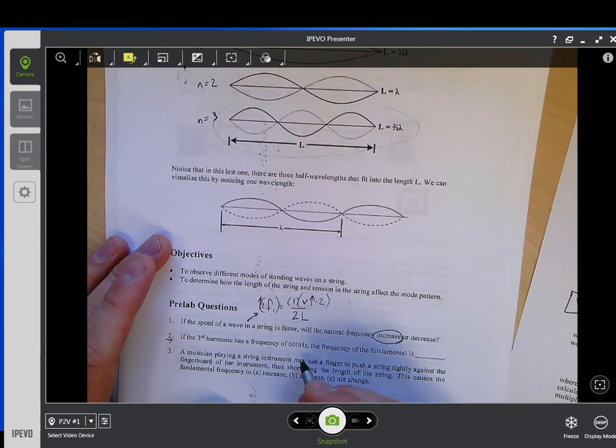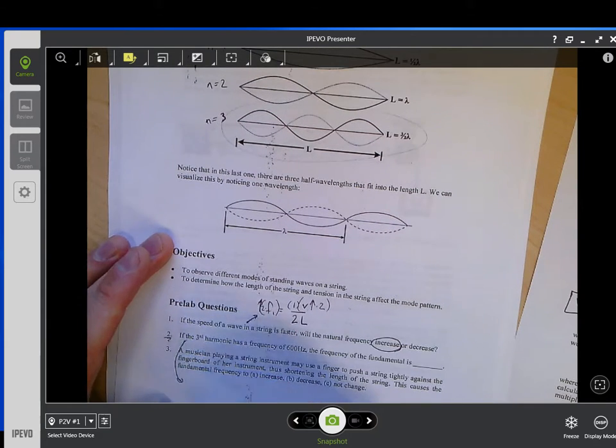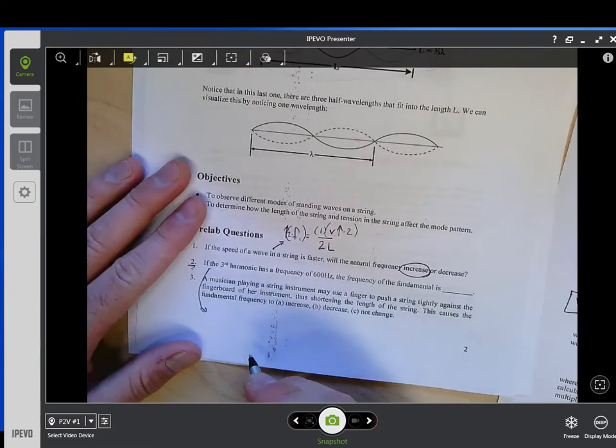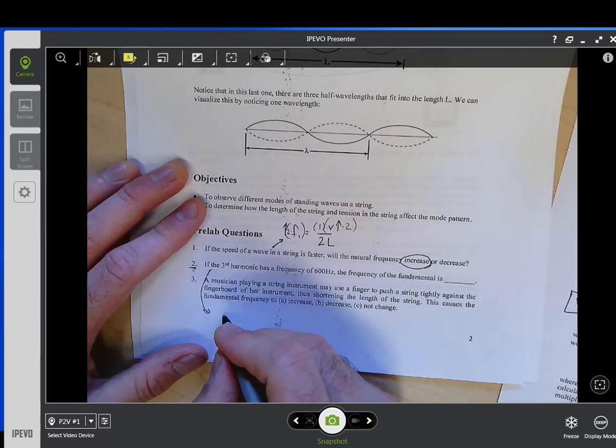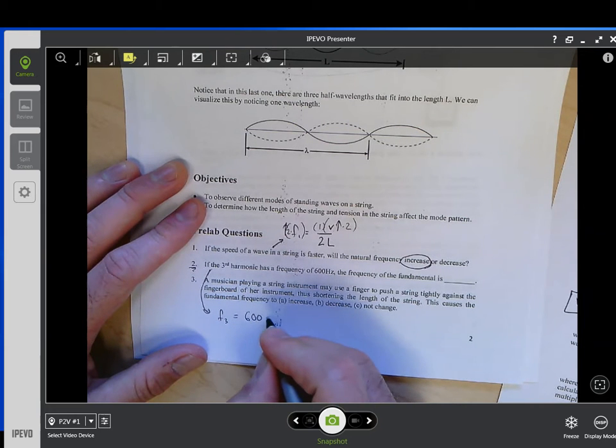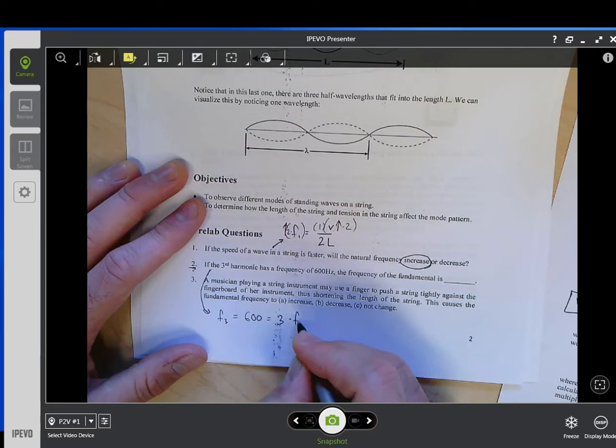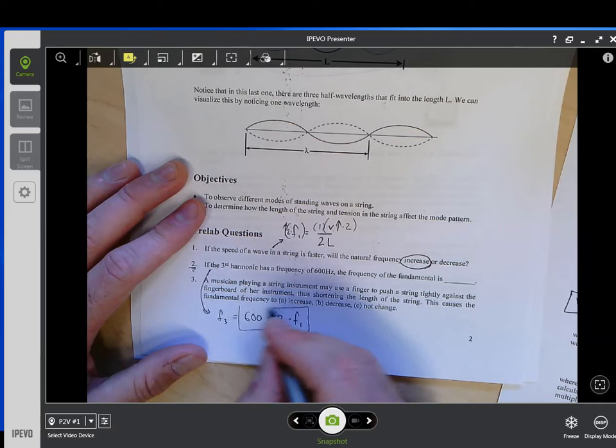If we have the third harmonic, so I'll work that one right down here. If the third harmonic, that's F3, is equal to 600 hertz, I know that that's 3 times the fundamental, according to my equation number 2. And so therefore, I created a relationship now between the fundamental and the third harmonic. So that means that F1 must be equal to 200 hertz.